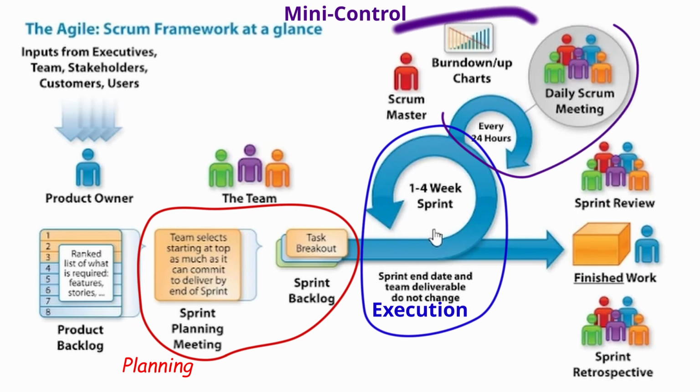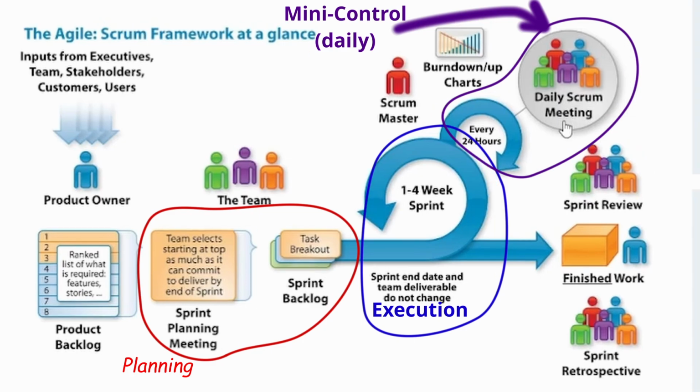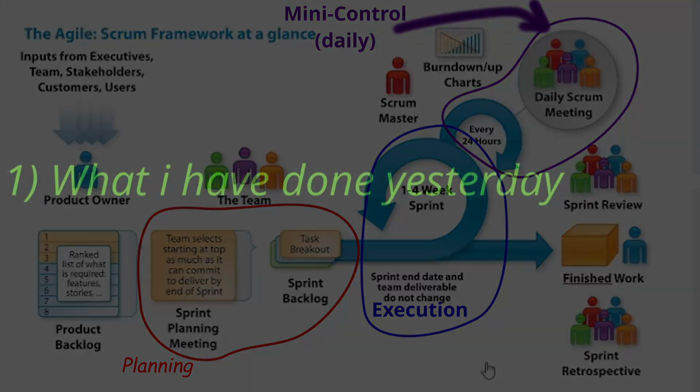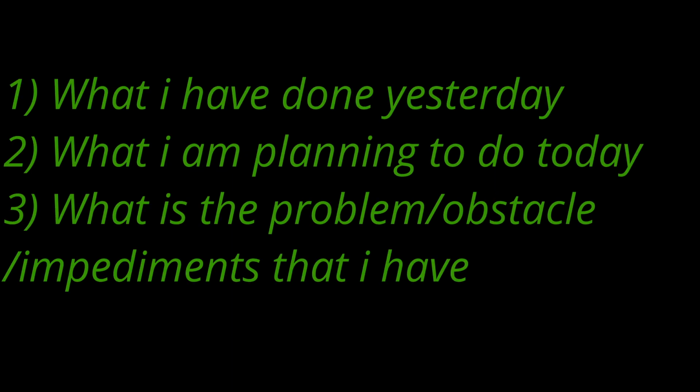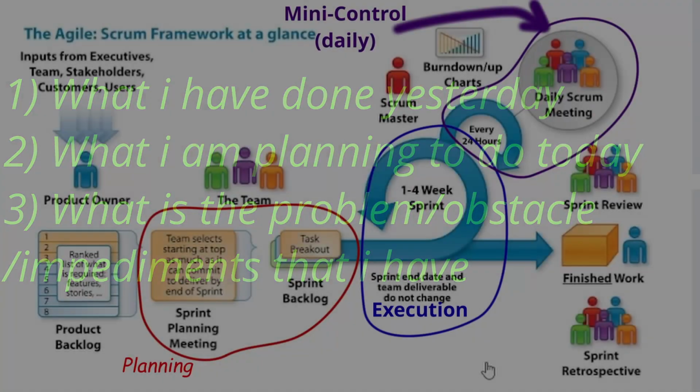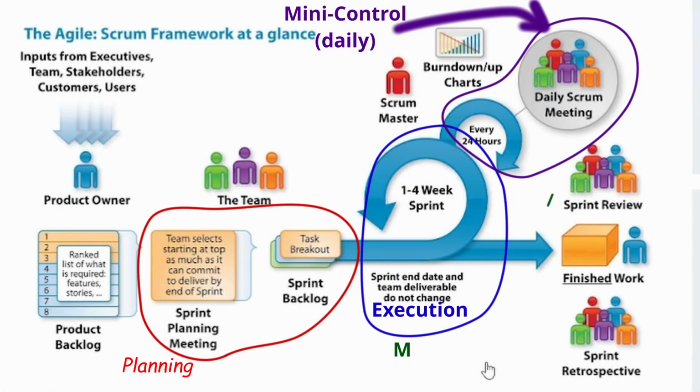I would say mini control or micro control when we have daily Scrum meetings. Daily Scrum meetings are usually every working day. At some time, the team just gathers and informs each other of the status of the work. Usually, the Scrum meeting contains 3 important bullets: what I have done yesterday, what I'm planning to do today, and third, what problems or obstacles I have. And then we have, I would say, macro control.